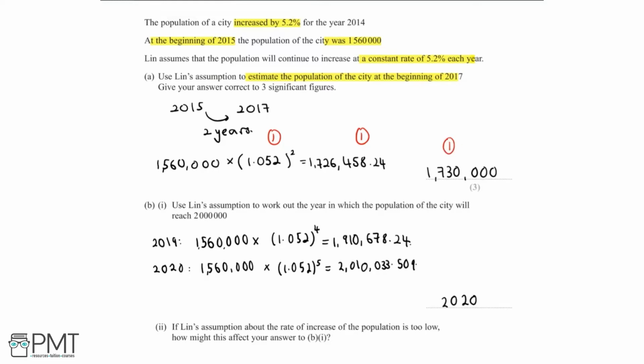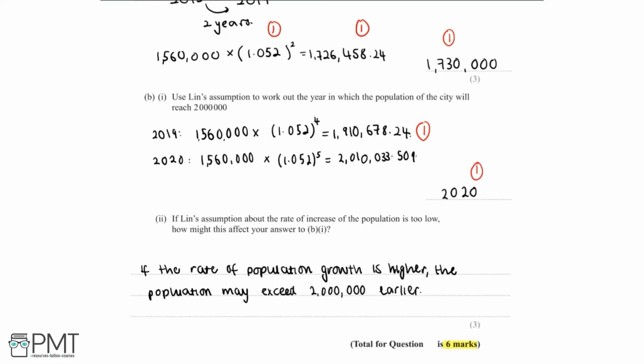Now in part B, the first mark is for a process to find when the population will exceed 2 million, and we used trial and error and showed this in our working. And now the second mark is for getting the correct answer of 2020. Now in the second part of part B, we get 1 mark for correctly commenting on how the assumption will affect our answer. And so we said that if the rate of population growth is higher, the population may exceed 2 million earlier, allowing us to get the full 6 marks needed for this question.